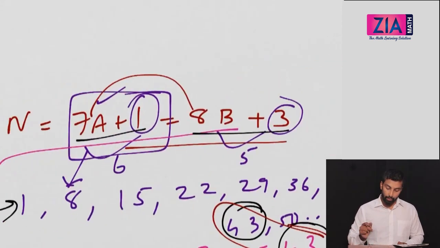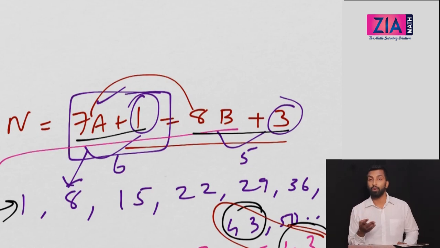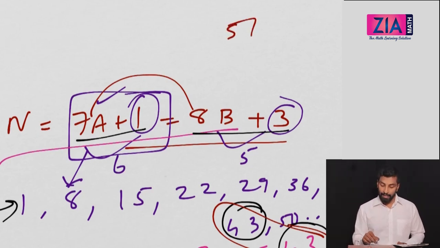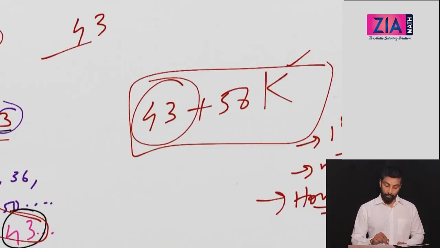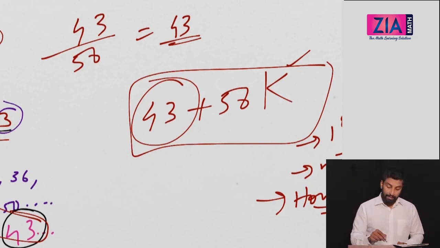How can they make the question? When divided by 7 leaves a remainder 1, when divided by 8 leaves a remainder 3. I am not asking you the first number, the nth number, or how many numbers there are. I am just asking, when this number is divided by 56, what is the remainder? What is the answer? Take the first term 43, divide by 56, and write 43 as the remainder. That's your answer.